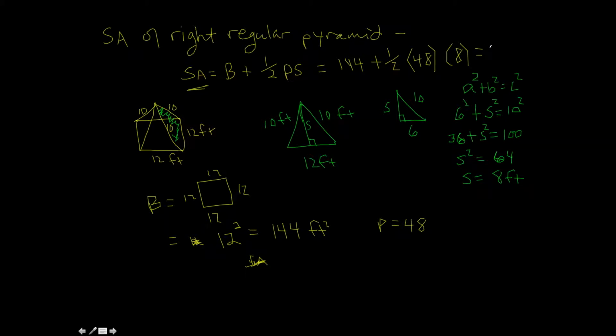Okay, so half of 48 is 24. So 24 times 8 is 192. Okay, and 192 plus 144 gives us 336.